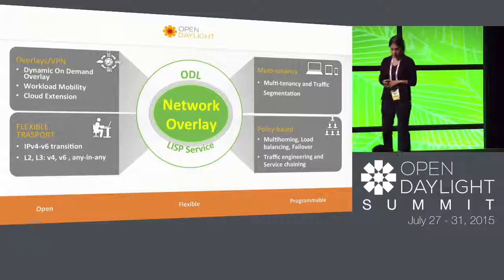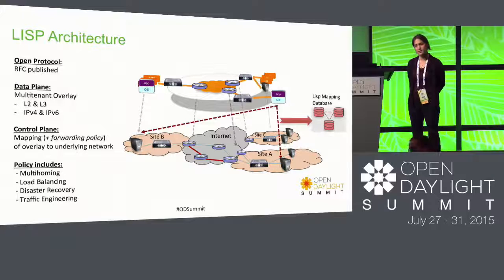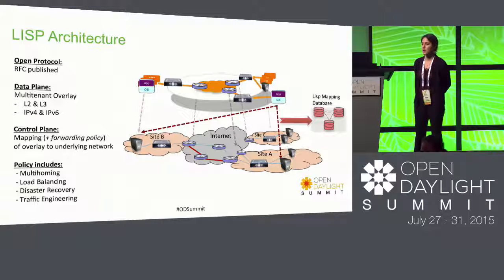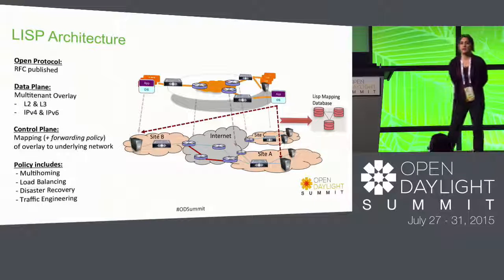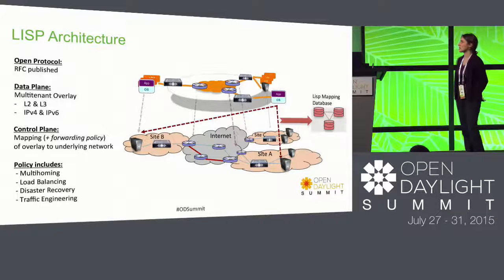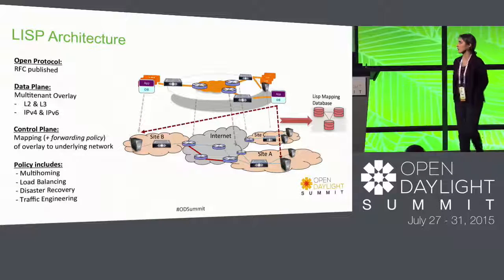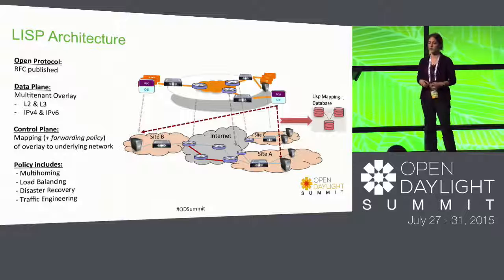So now, before I go to the main, yes? Question. Okay. Right. Okay. So the question was how does LISP take care of changing IP addresses, either on the routers, meaning the routing locator changes, or changes of the EIDs or the overlay space.